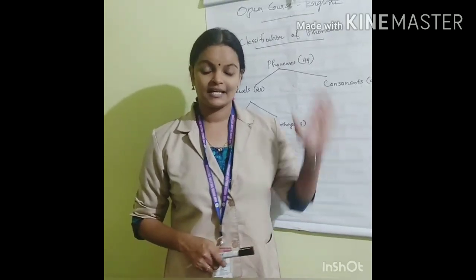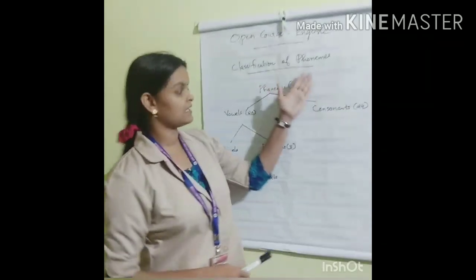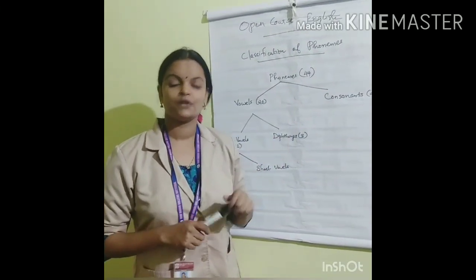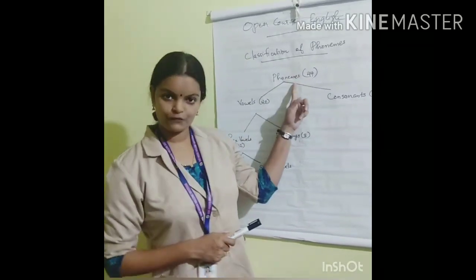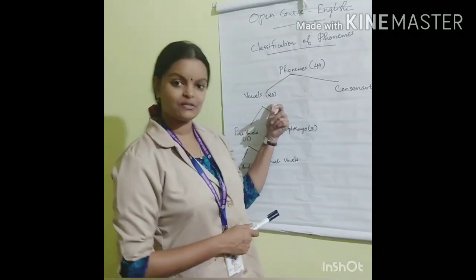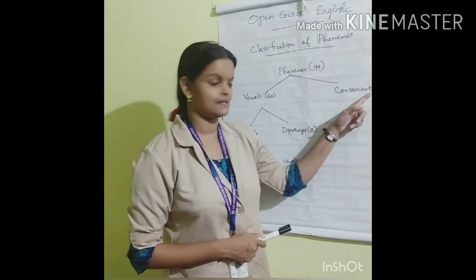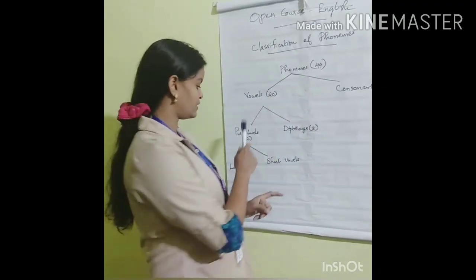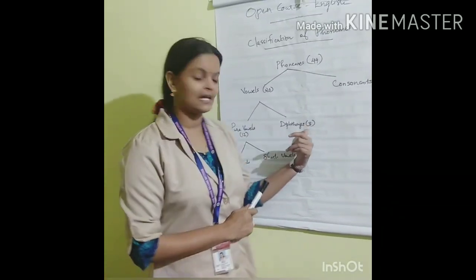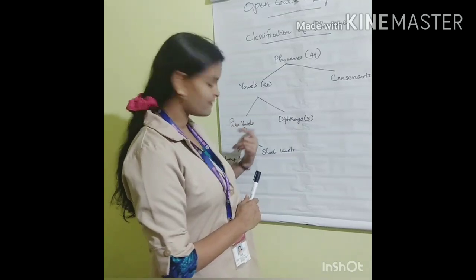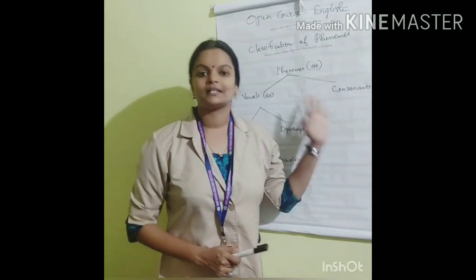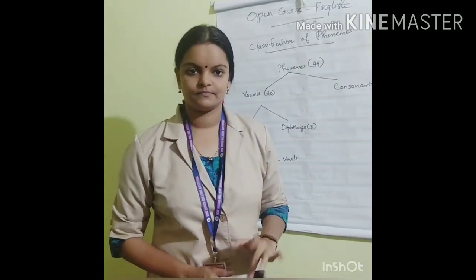Now let's check the classification of speech sounds, classification of phonemes. In order to represent 26 alphabets in English, we have 44 phonemes. These 44 phonemes are classified into vowel sounds and consonant sounds. We have 20 vowel sounds and 24 consonant sounds. These vowel sounds are again classified into pure vowels and diphthongs. We have 12 pure vowels and 8 diphthongs. And these pure vowels are again classified into long vowels and short vowels. So this is the classification of speech sounds.